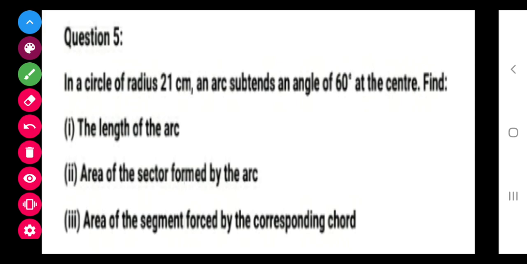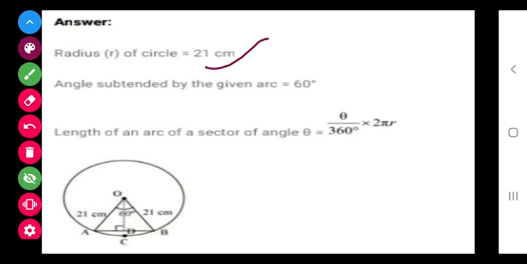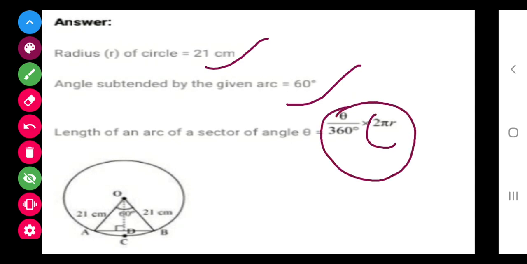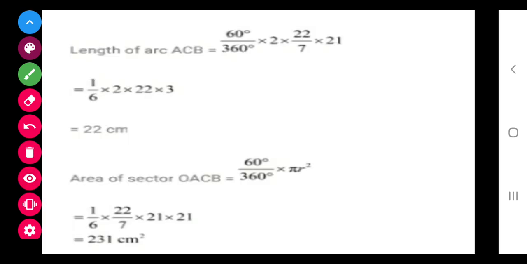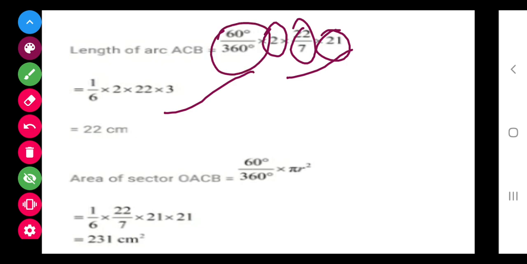Next question is, in a circle of radius 21 centimeter an arc is subtended at an angle of 60 degree at the center. So class, angle is 60 degree, radius is 21. So these are the two things which are given. So length of the arc of a sector can be determined by 2 pi r theta upon 360. I have explained you in my last video. So the same they have done, they have substituted the value 2 pi r and 60 upon 360.